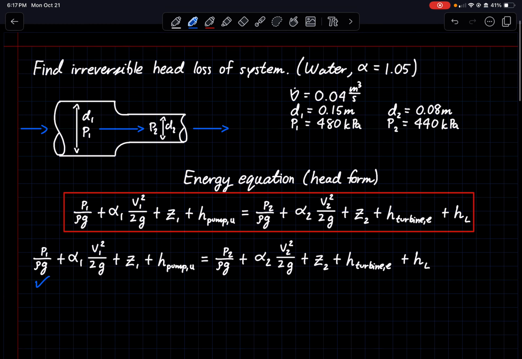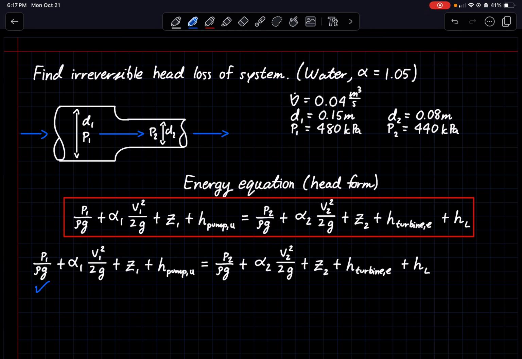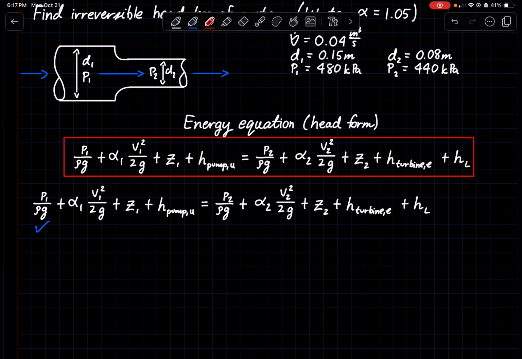Alpha 1 times velocity 1 squared over 2g. So I said it was the kinetic energy correction factor. It's kind of a mouthful, to be honest. What does that actually mean? So the kinetic energy correction factor essentially is in the fact that if we have something like a wing, imagine this is a cross-sectional area of an aircraft wing, and we have some kind of line going over it.